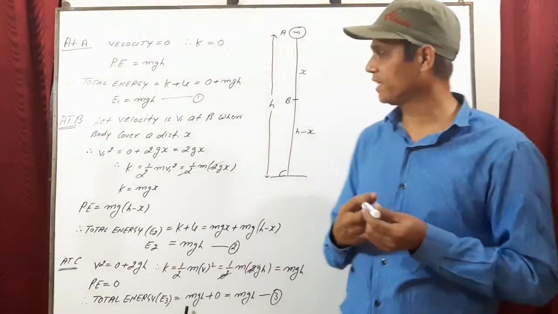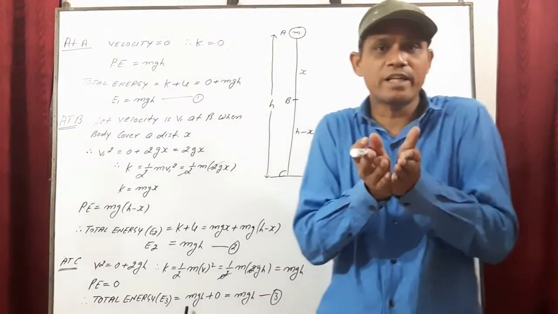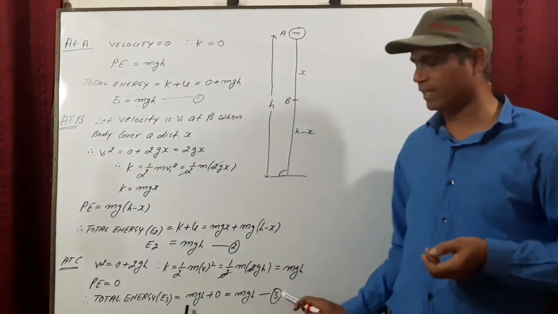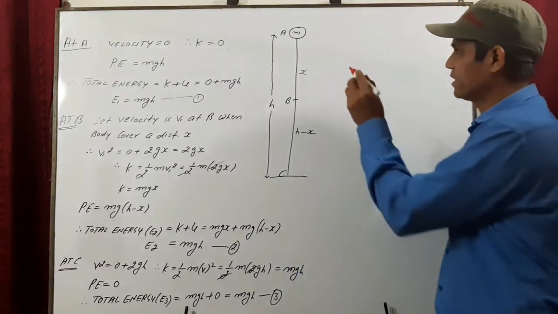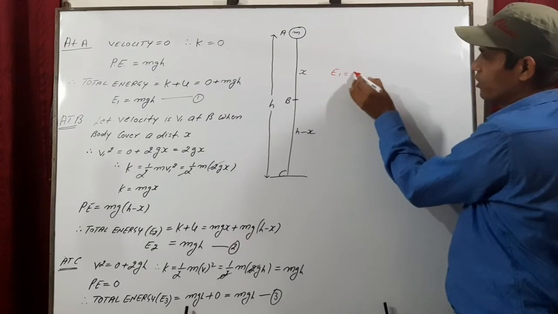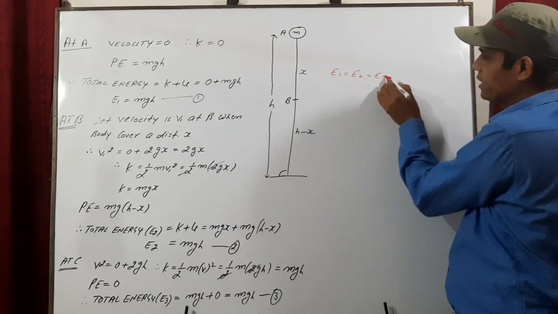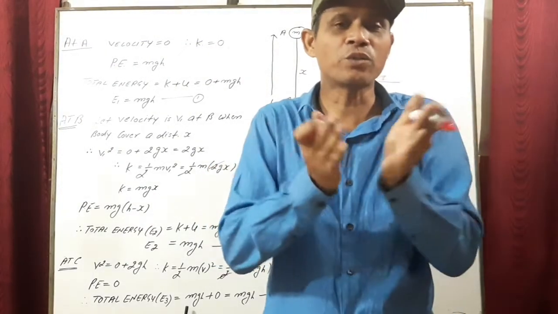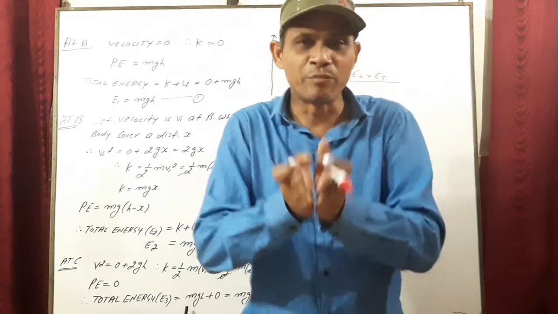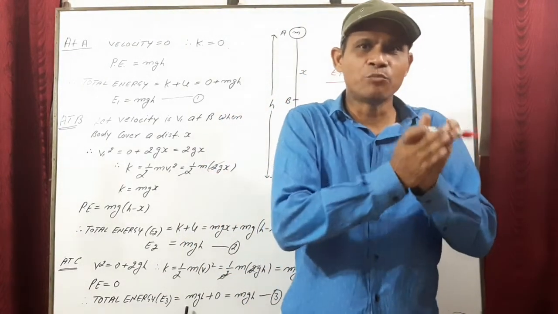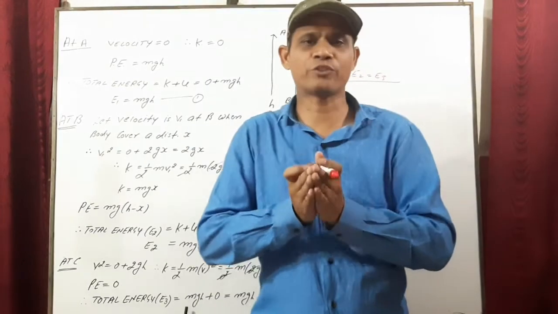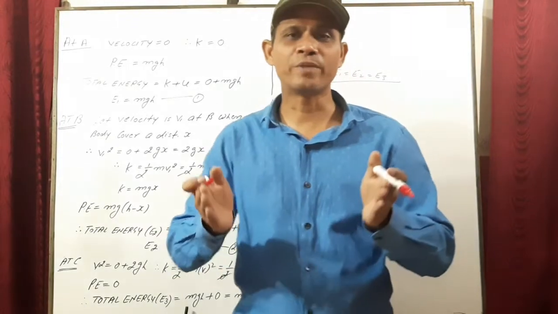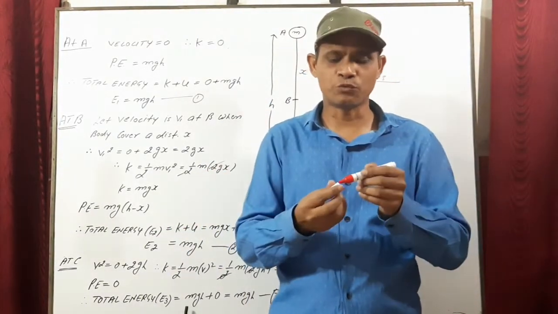Now if I see the three energies, energy at point A, energy at point B, energy at point C, equation number 1, 2 and 3, I will see that all the energies are equal, that means E1 is equal to E2 is equal to E3. That means energy is not changing. Total energy of the body remains the same at different points, which is nothing but the law of conservation of energy, according to which energy can neither be created nor be destroyed, hence proved.